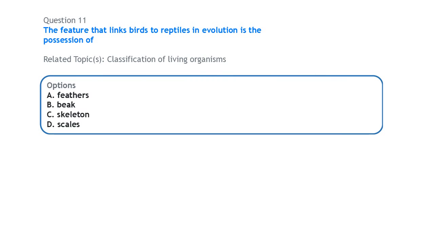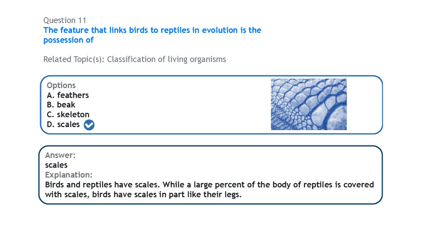Next, also on classification, the feature that links birds to reptiles in evolution is the possession of scales. Birds have scales on their legs, usually covering their legs, which serve as an insulating material. That is the reason why birds can stand on electric poles without getting shocked, because they have that scale, an insulating covering. While the reptiles, their body is covered with scales. Reptiles like the crocodile have their bodies covered with scales.